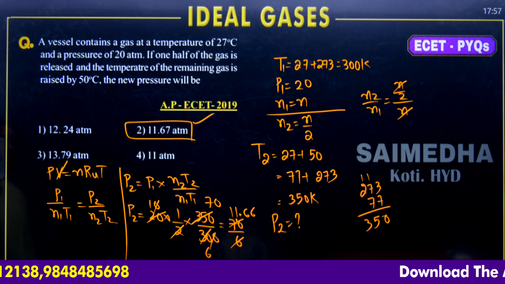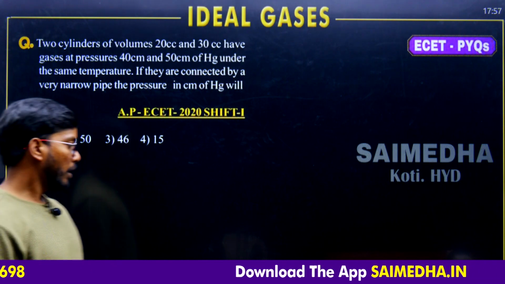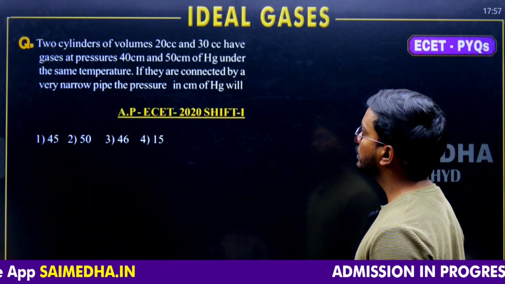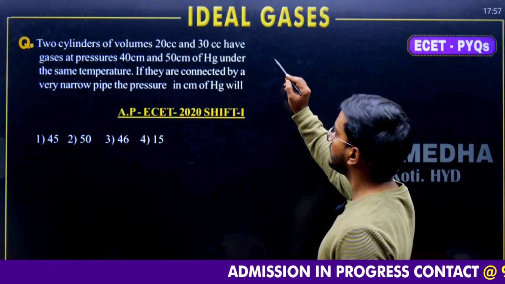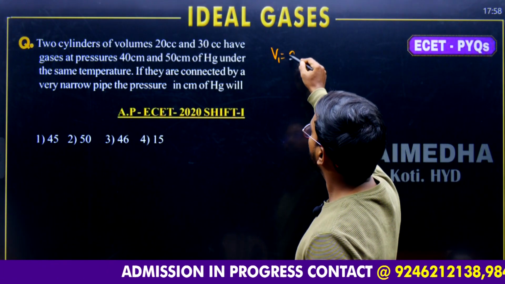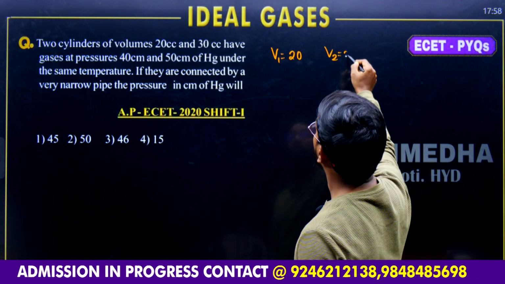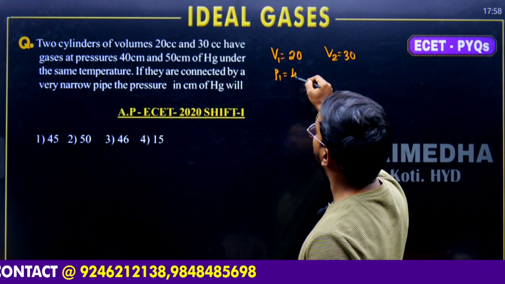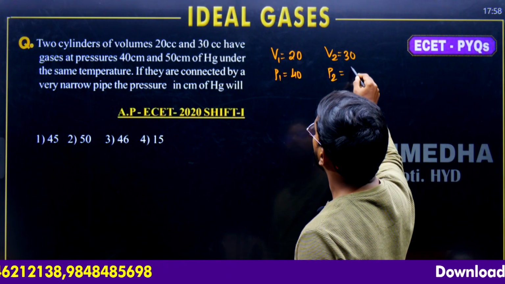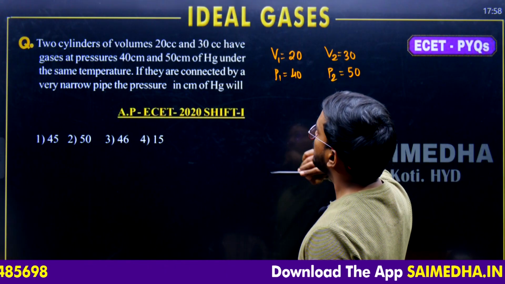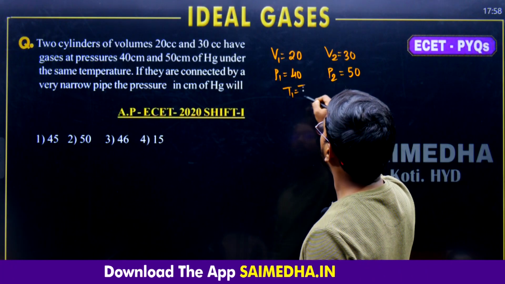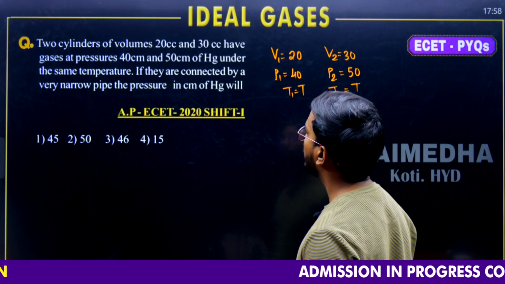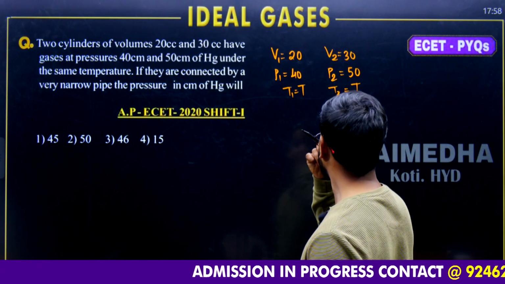Moving on to question number 10. The question given on the board is: two cylinders of volume 20 cc and 30 cc, V1 is equal to 20, V2 is equal to 30, have gases at pressures P1 is equal to 40, let's say P2 is equal to 50, and at the same temperature, T1 is equal to T, T2 is also equal to T. If they are connected by a narrow pipe, the pressure in centimeter becomes what?